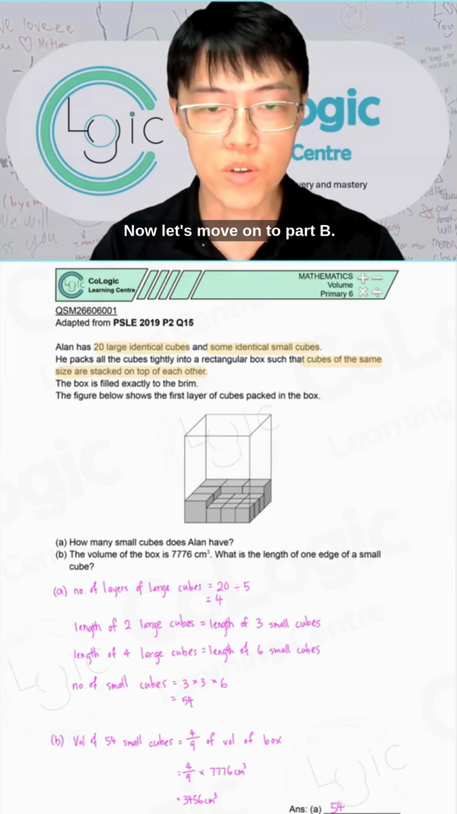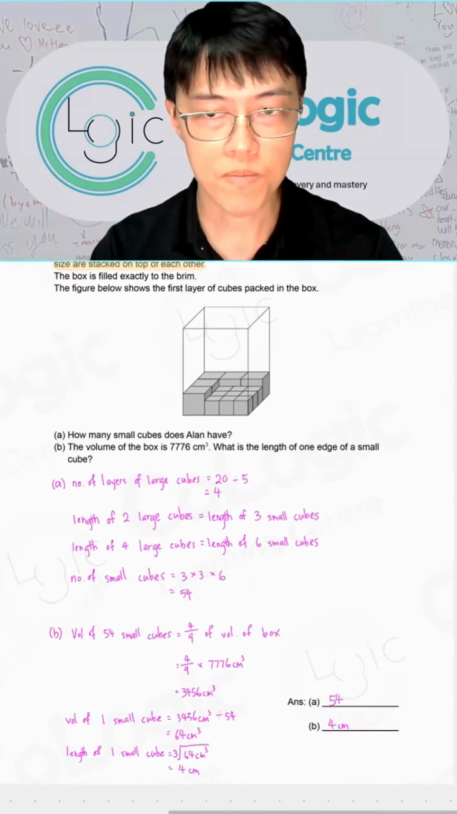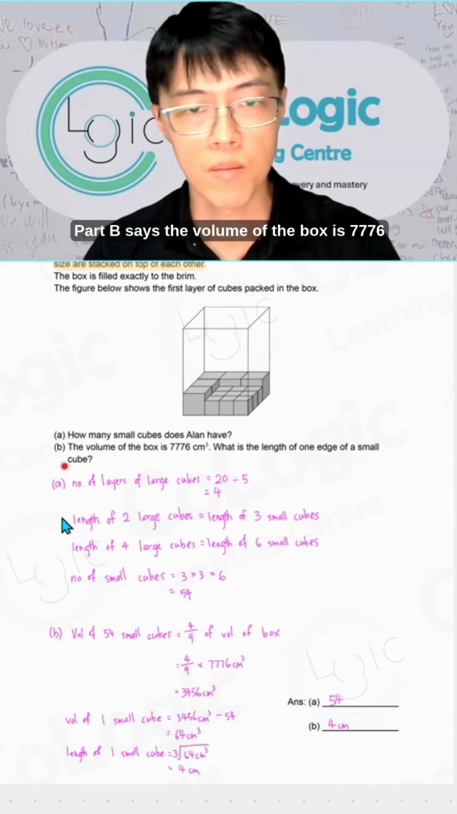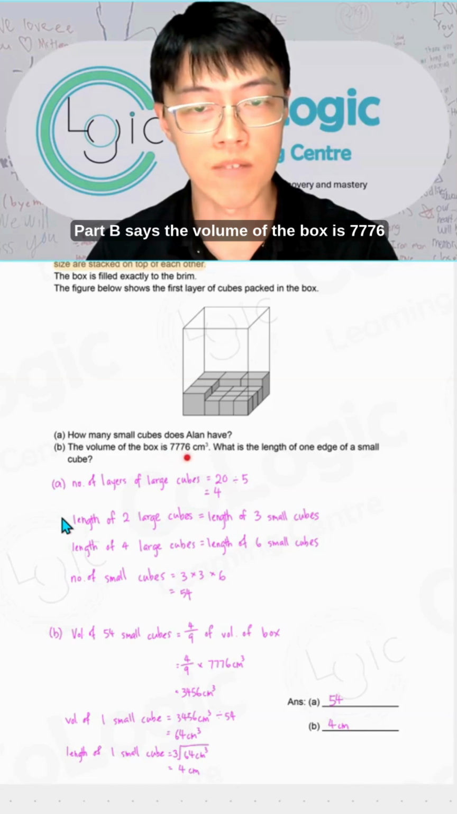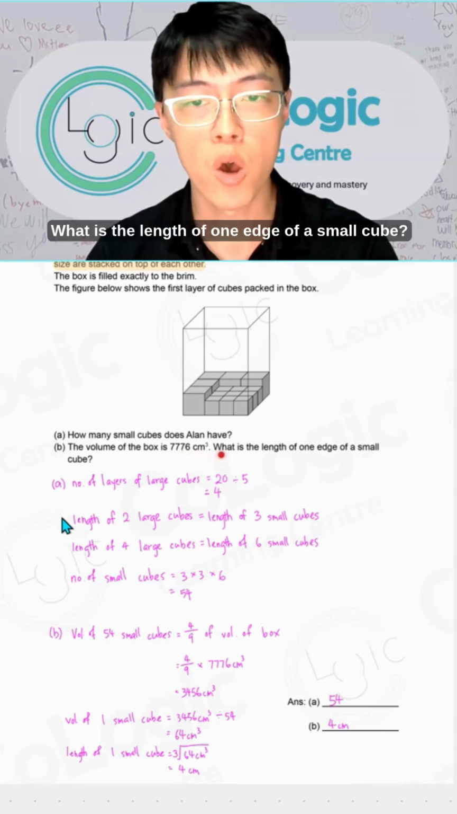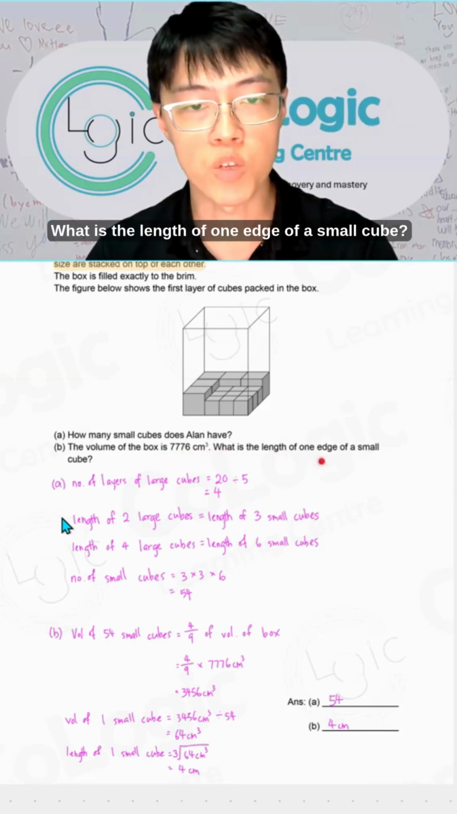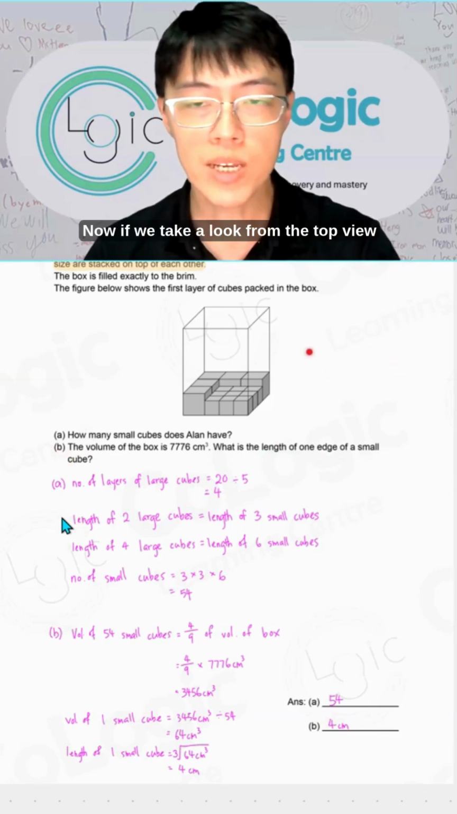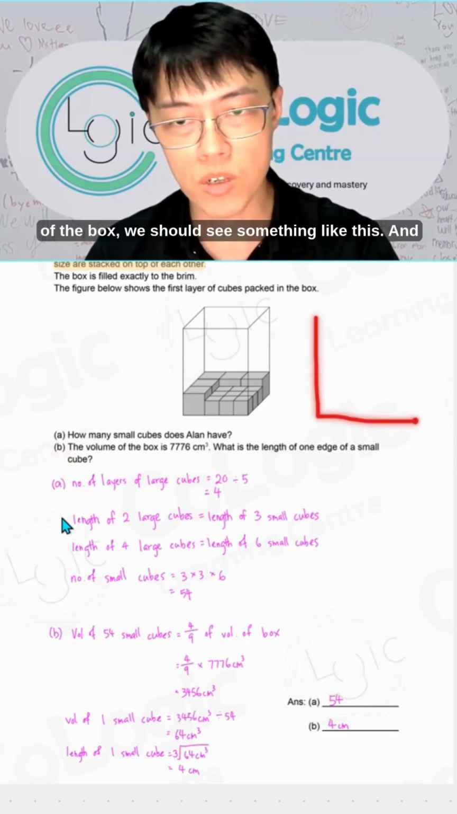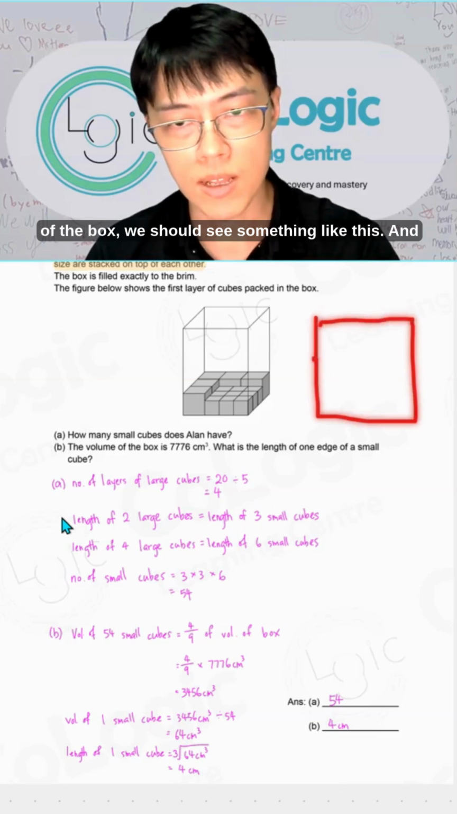Now let's move on to part B. Part B says the volume of the box is 7,776 cubic centimeters. What is the length of one edge of a small cube? Now, if we take a look from the top view of the box, we should see something like this.